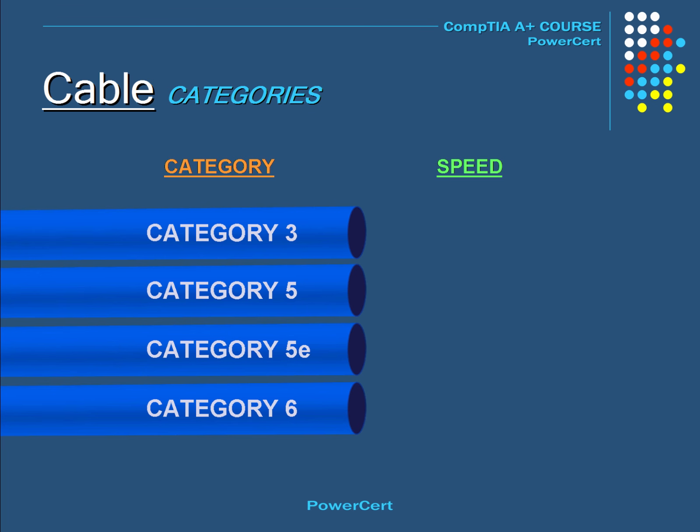So category 3 has a maximum speed of 10 megabits per second. Category 5 has a maximum speed of 100 megabits per second. And category 5E and 6 have maximum speeds of 1000 megabits per second.